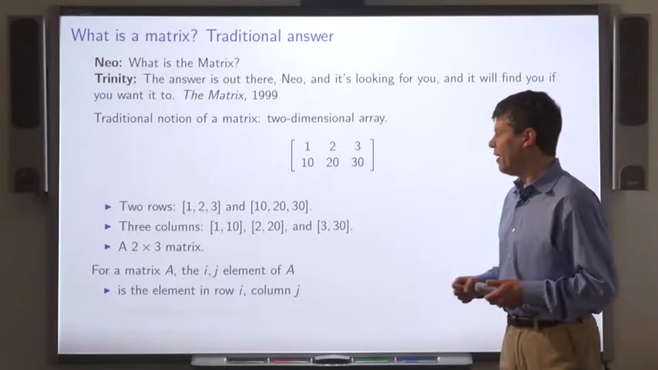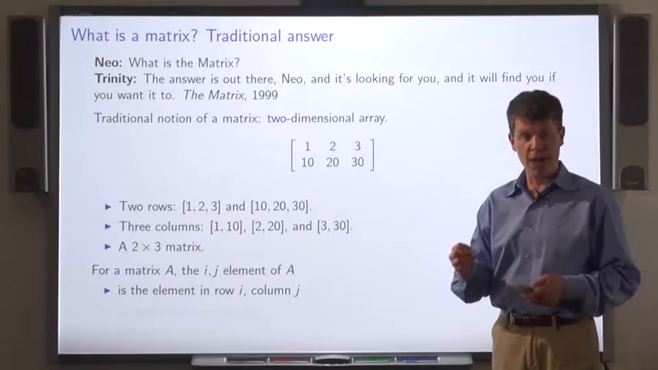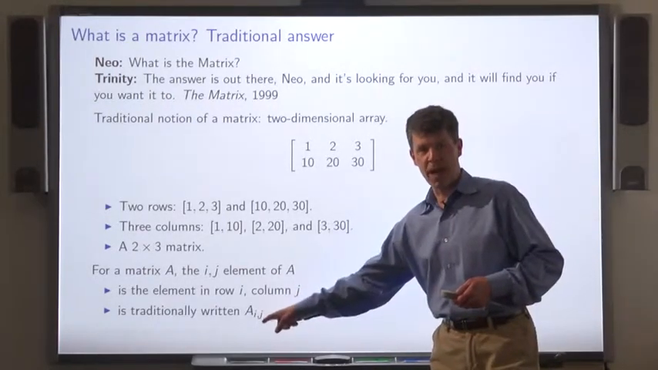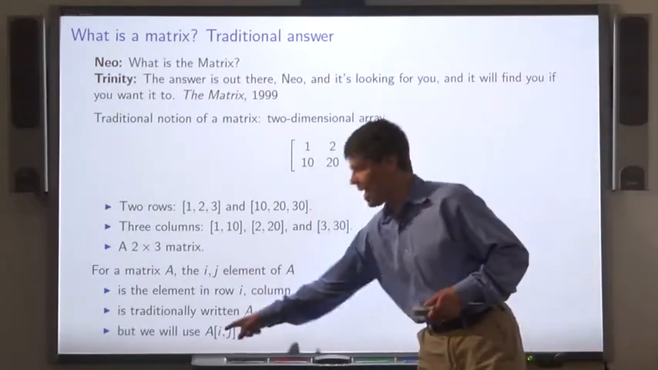For matrix A, the ij element of A refers to the element in row i, column j, and it's usually written A subscript ij. We'll sometimes use the more Pythonic notation A brackets ij.